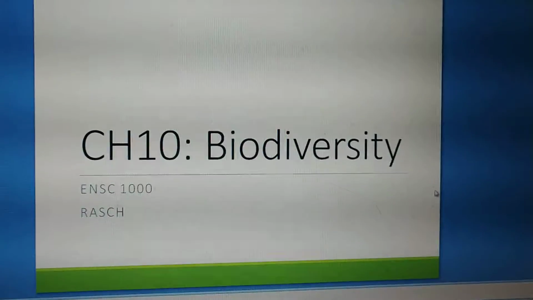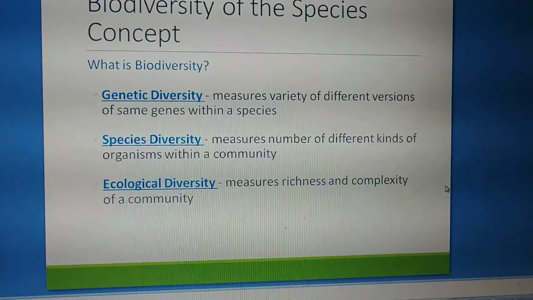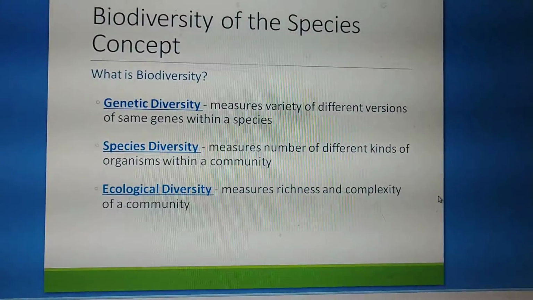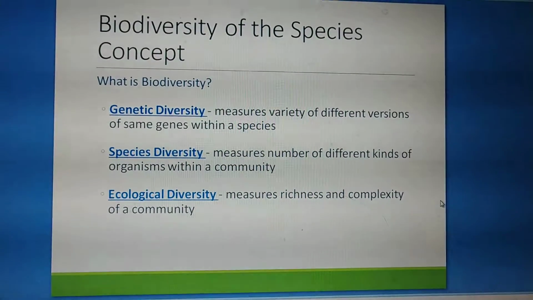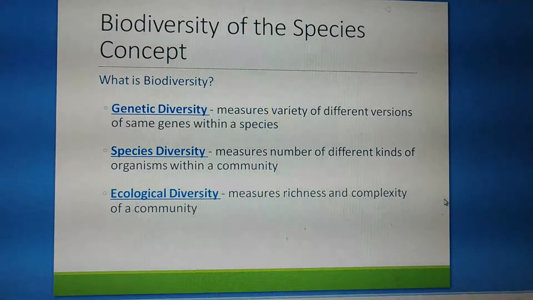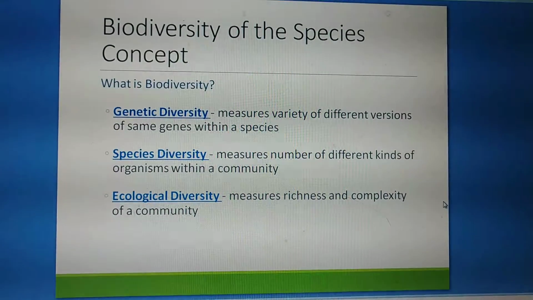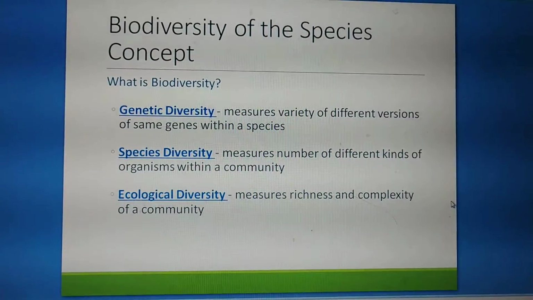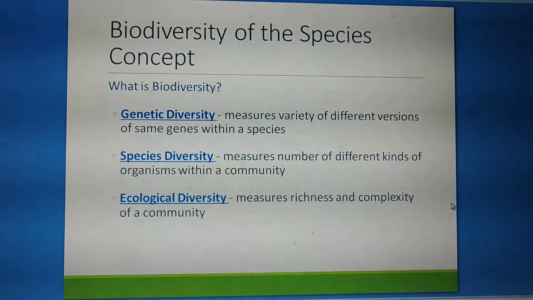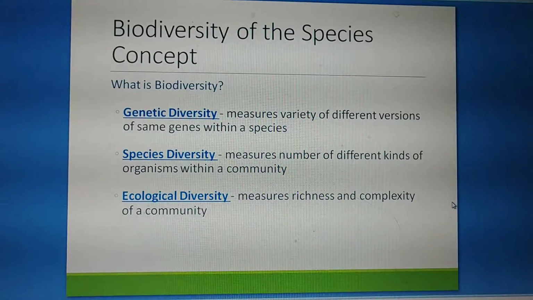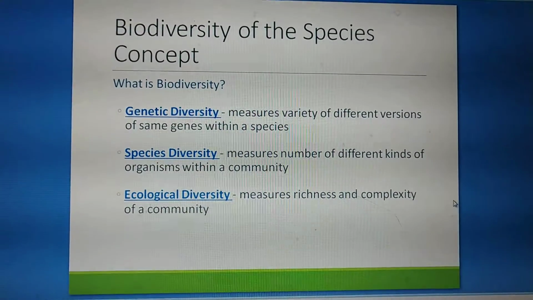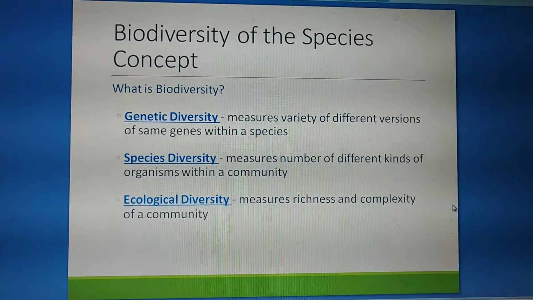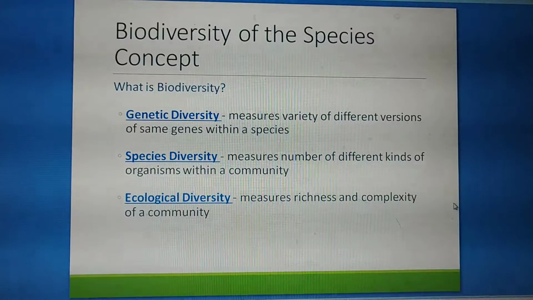Okay, now we're going to start chapter 10 on biodiversity. So what is biodiversity? There are actually different ways of measuring it. With genetic diversity, you are measuring the variety of different genes within a species. Those of you that have taken biology 1010 will remember that you have alleles. They are different versions of the same gene. It's like having blue eyes versus brown eyes. So you can measure how many different versions you have of that particular gene.